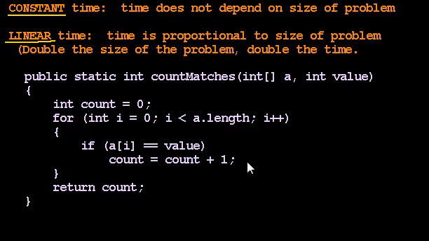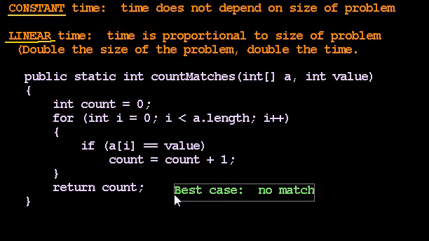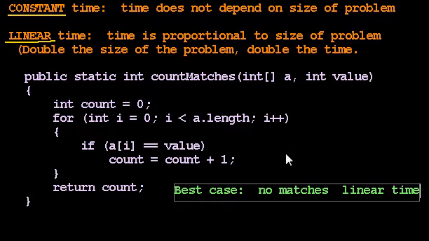And it may have bothered you that this line, count equals count plus 1, doesn't actually run every time. But if we consider the best case scenario, the best case is there are no matches, because if there are no matches, we never get to this line. Well, in that best case scenario, it's still true that the number of values I test is linear in the length of my array, and my time is therefore going to be linear, so I will still have linear time.